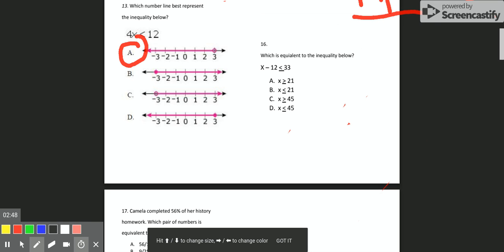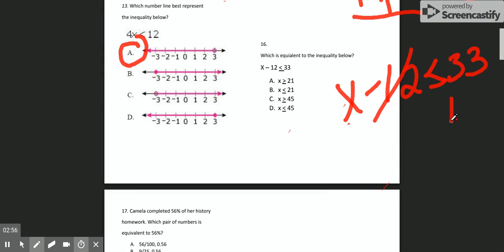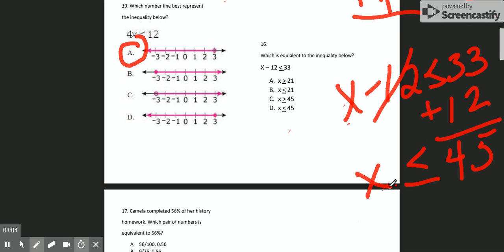Number 16, again, you do the opposite, so it says to minus 12. So doing the opposite, that means add 12. So get rid of the minus, but add 12. That would be 5, that would be a 4. Bring down your inequality sign and bring down your x. Easy enough. So 16, you should get D.